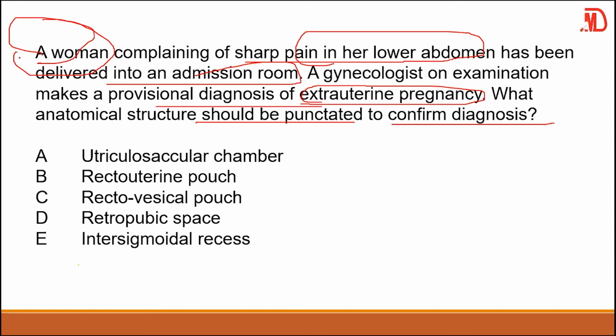Again, a lot of infections and fluid accumulate in this pouch in females. Sometimes when females come to us with a lot of cysts and fluid, you can locate them in the pouch of Douglas. So over here, you are dealing with the pouch of Douglas or the rectouterine pouch. So your answer is B. Please, woman.